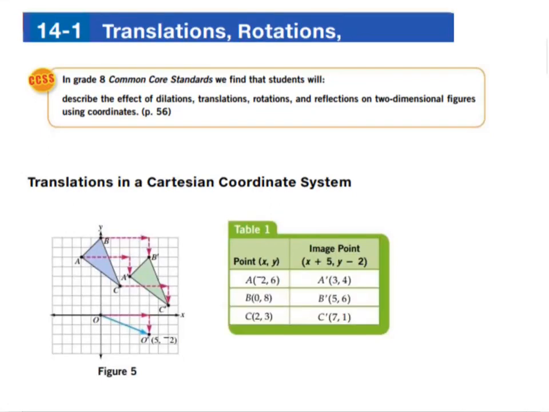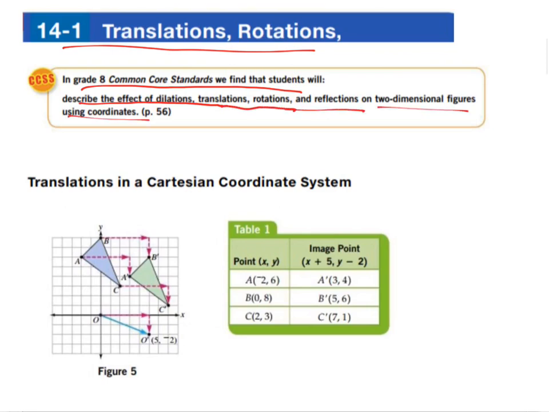Okay, so here we are in section 14.1, translations and rotations. This will be a pretty easy chapter. In grade 8 Common Core Standards, students describe the effect of dilations, translations, rotations, and reflections on two-dimensional figures. So we'll be doing some of what people do in 8th grade. So this material is important for those you will teach.